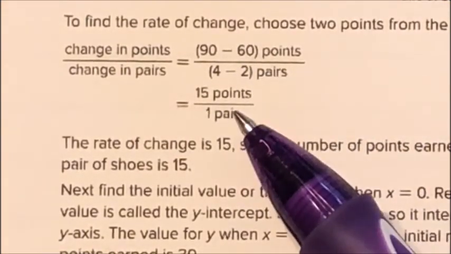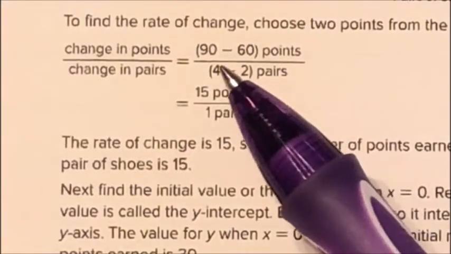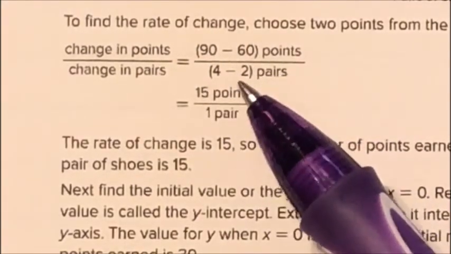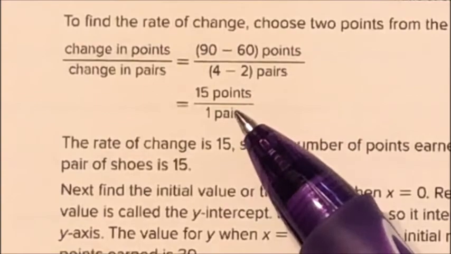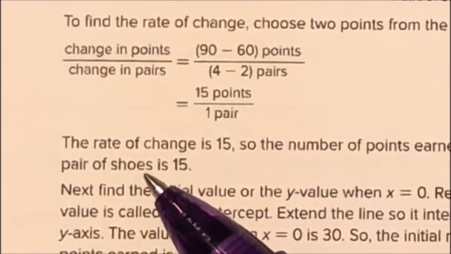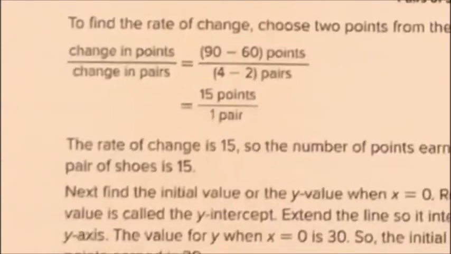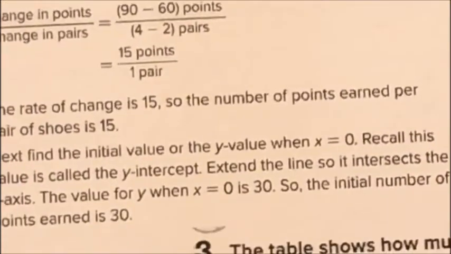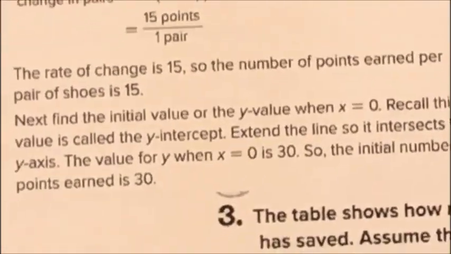90 minus 60 is 30. 4 minus 2 is 2. Simplified, I get 15 points for a pair of shoes. The rate of change is 15, so the number of points earned per pair of shoes is 15.